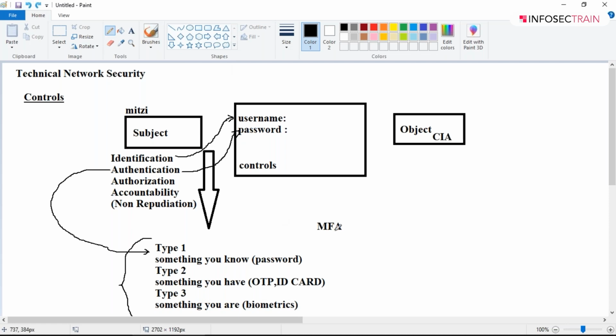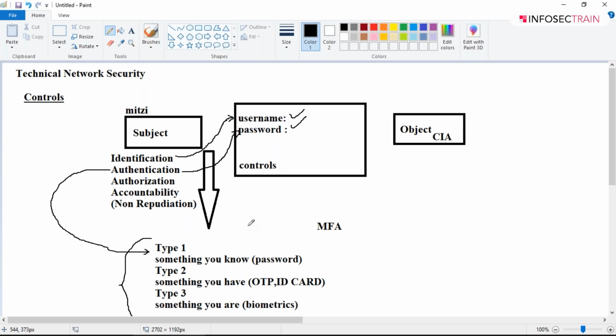And what is the benefit of using MFA? Even if I know the username and password of Mitzi's account, I will not be able to log into the website. As soon as I provide the username and password, the platform will display some secret questions, or send you a notification. This is how multi-factor authentication can protect your accounts. That's why it is advisable that whatever account you are using, bank account, social media accounts, always try to use multi-factor authentication.